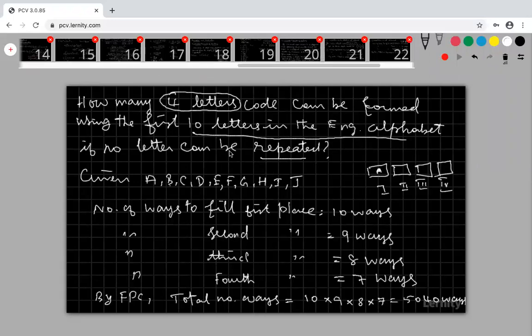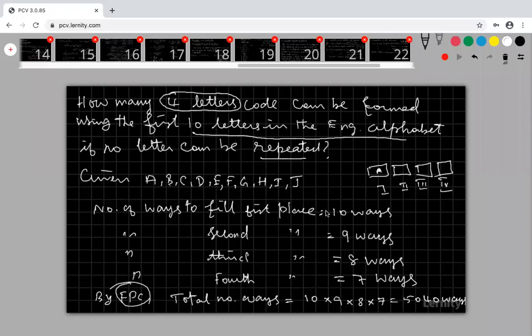So Murthy, look at that. That is a fundamental principle. Fundamental principle of counting. That is the first theorem. My first fundamental theorem is: if one event occurs in m ways, and another event occurs in n ways, then the total number of ways is equal to m into n.